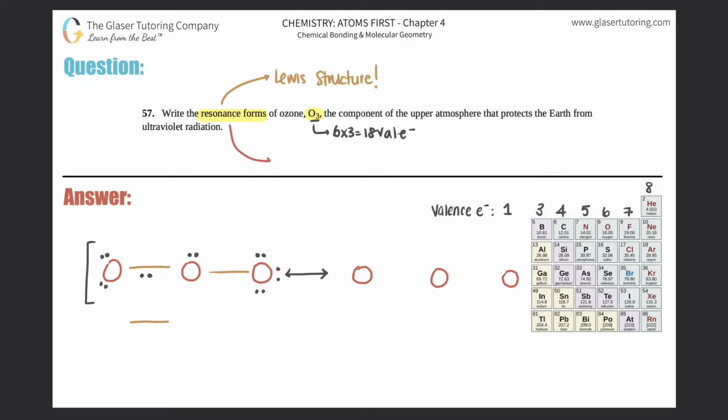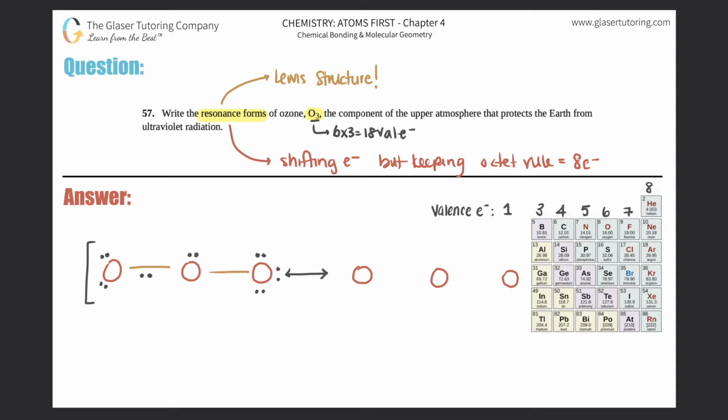And that's all that resonance is. All you're doing is shifting electrons, but keeping the octet rule. And the octet rule states that most atoms want to have 8 total valence electrons. There are exceptions, but for oxygen, it wants to have 8.